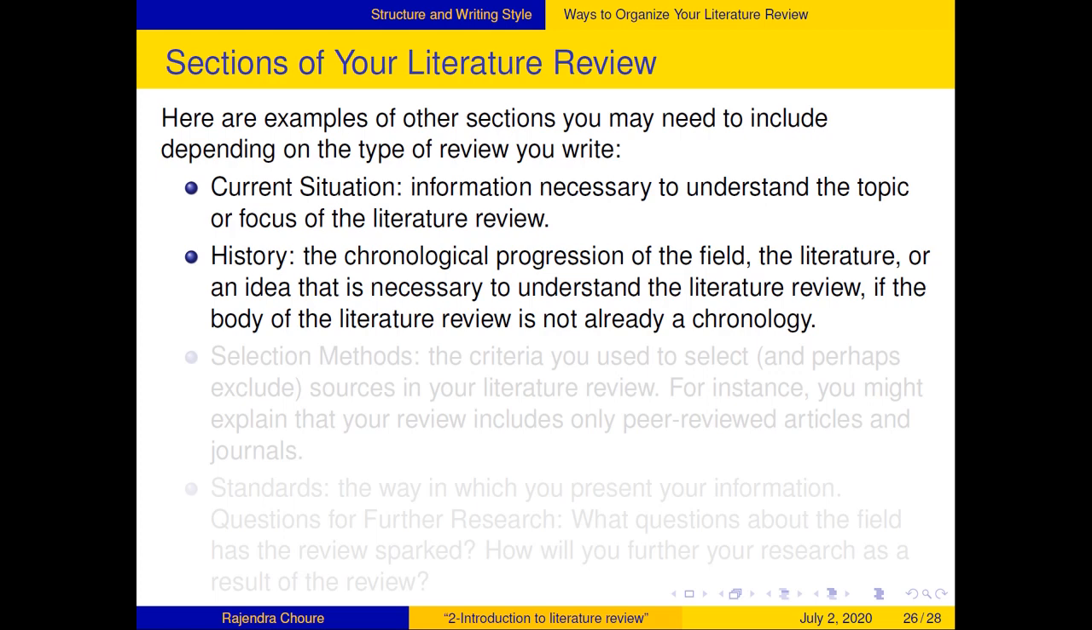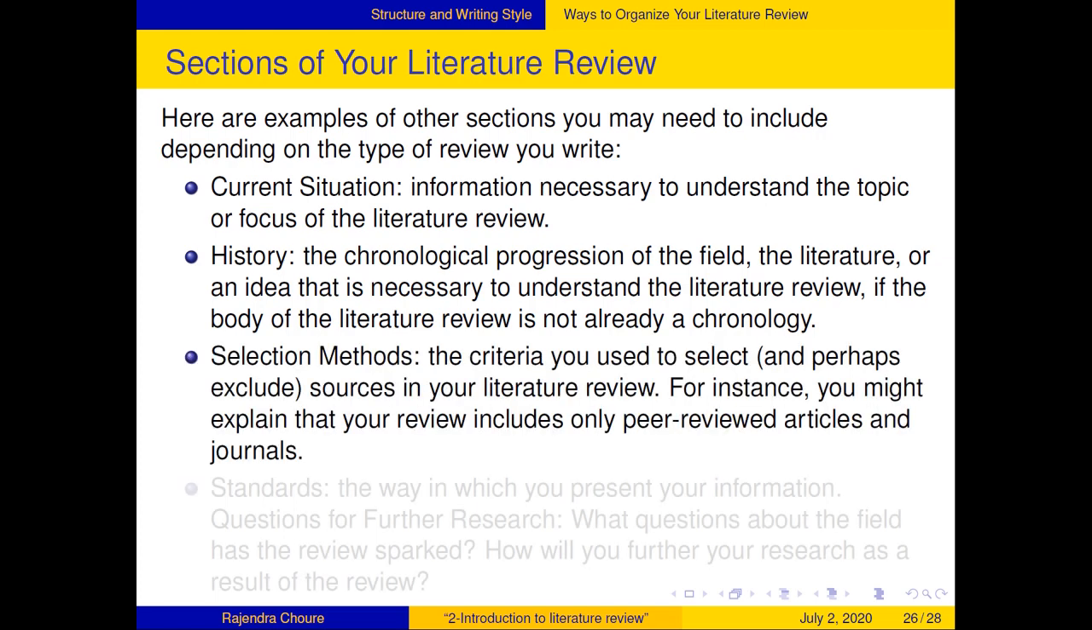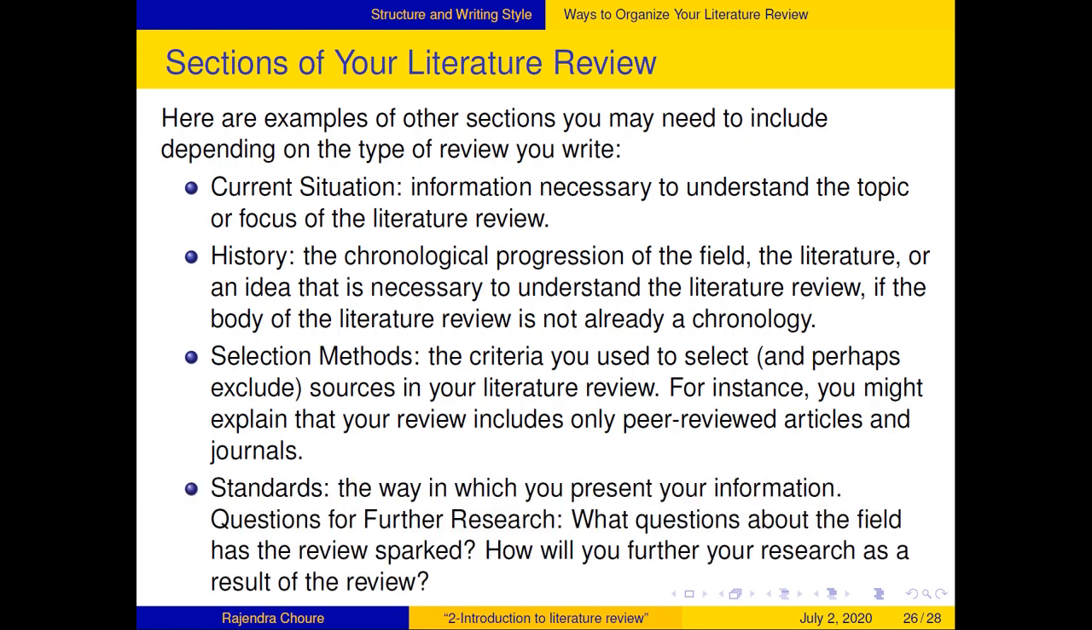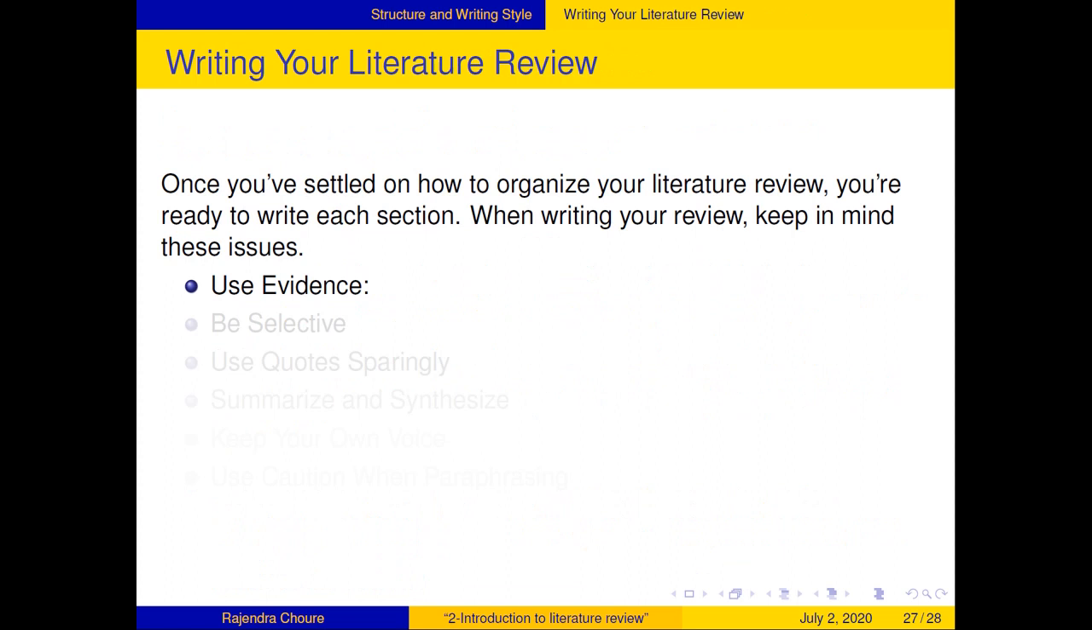That is the information necessary to understand the topic or focus of the literature review. Then history can be the focus. History can be one section of your literature review, where chronological progression can be there. Then selection of methods can be there. Then the standards available in the literature will be there. Many standard methods are available to write a literature review, and you can use those. And what questions about the field has the review sparked, how will you further your research as a result of the review, all that can be included in that section.